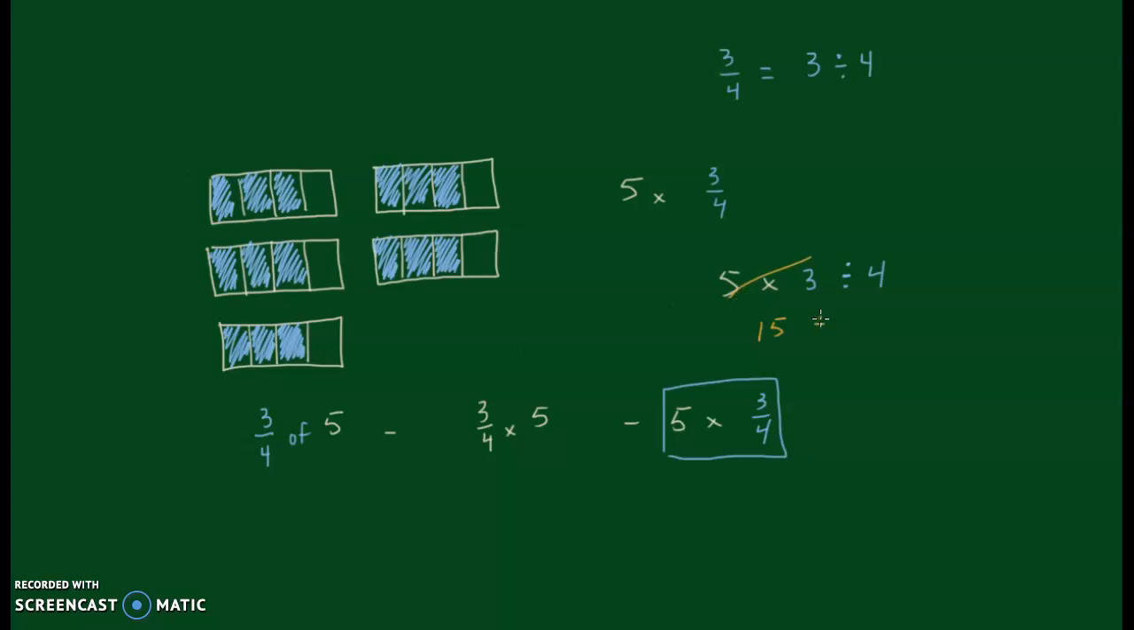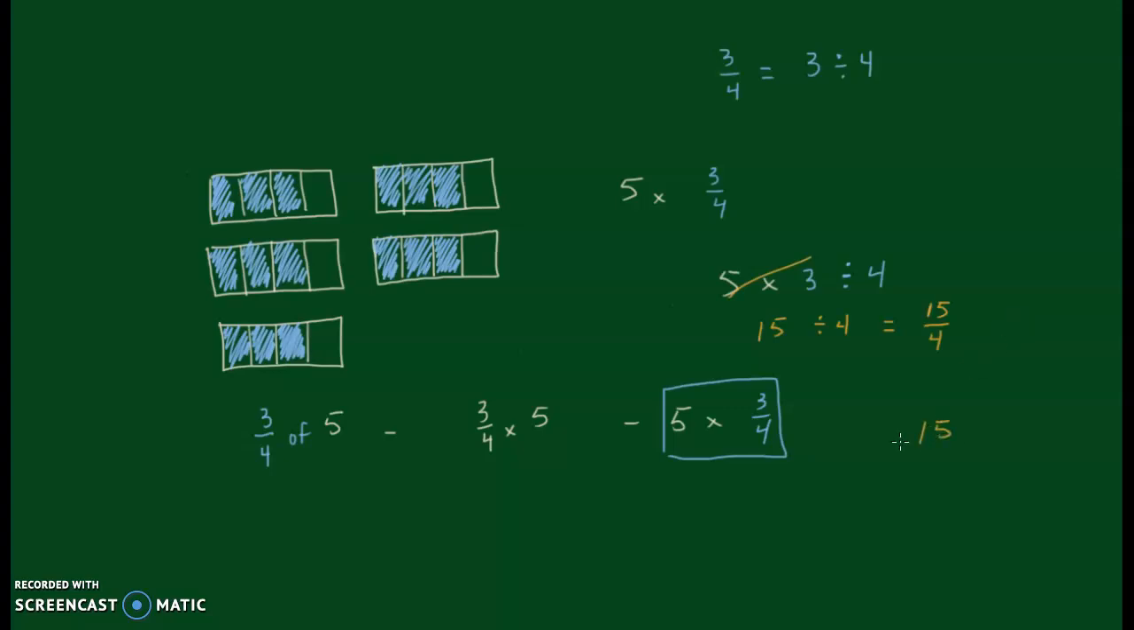And then I can do 15 divided by 4. And there's a couple of different ways I can write that. So I can turn this division problem into a fraction, because fractions are division problems. So 15/4. I could also take this and turn it into a mixed number. And to do that, I have to divide.